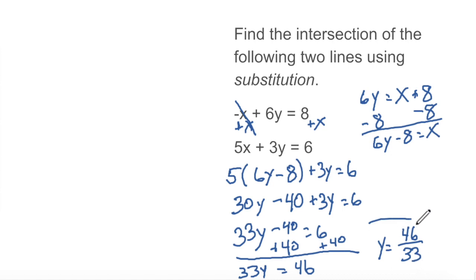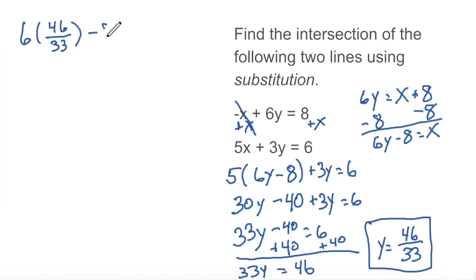So a fraction again, a little bit messy. That's our y value. So we're going to take that, plug it into one of these equations, doesn't matter which one, and figure out what x is. And I think, again, this one is probably going to be the easiest one to use because we have this in an x equals format. So let's just plug in y here. 6 times that fraction minus 8 is equal to x. 6 times 46 over 33 minus 8 equals x.